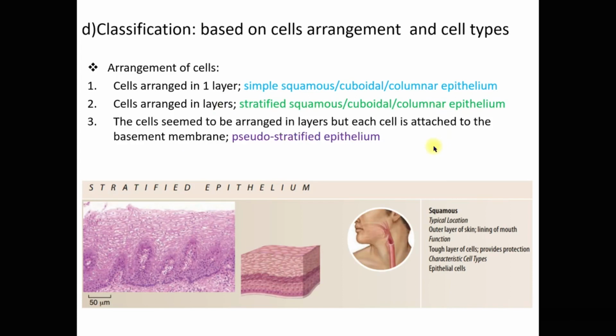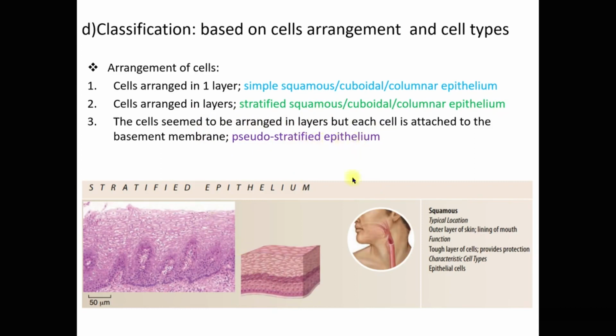Now, if the cells of this covering epithelia seem to be arranged in layers, but actually each cell is attached to the basement membrane, meaning to cut things short, those cells are actually arranged in only one layer, but they appear to be arranged in multiple layers. This kind of covering epithelia, we refer to as pseudostratified epithelium.